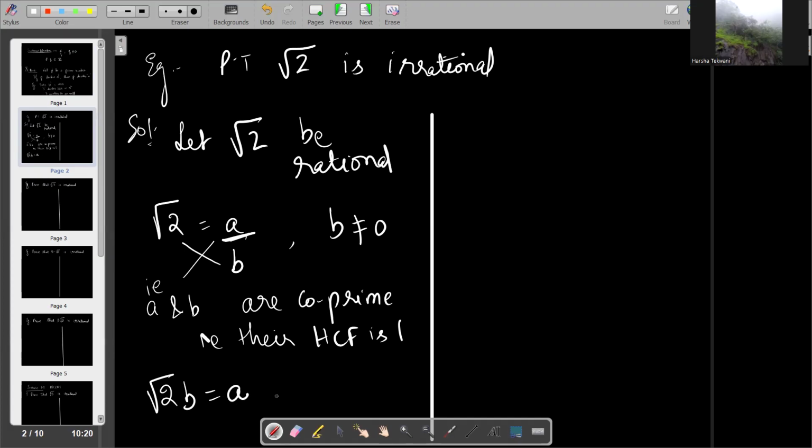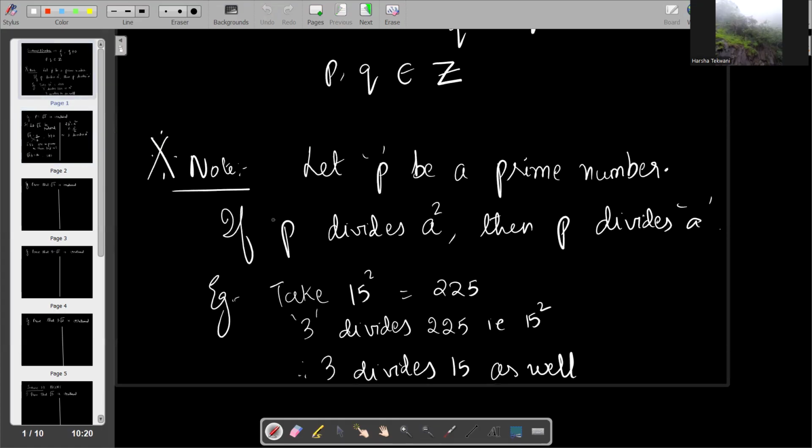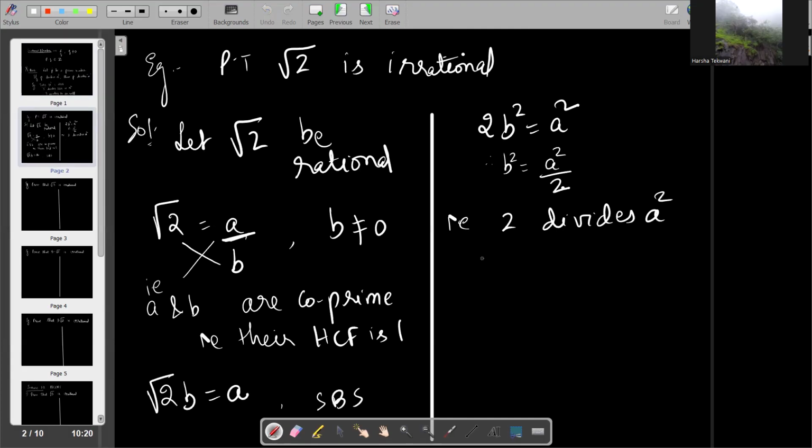Guys, now let us square both sides. If I square both sides, root 2 square is 2, so 2b square is equal to a square. Okay, that means b square is equal to a square by 2. 2 divides a square. Okay, that means 2 divides a square. And just now in the previous slide, we learned that if a prime number divides a square, then it divides a as well, isn't it? So that means 2 divides a also.